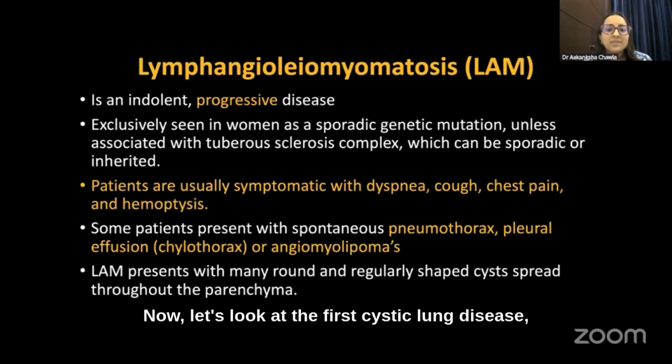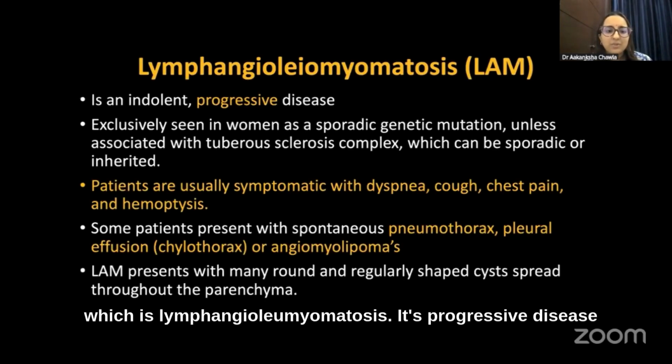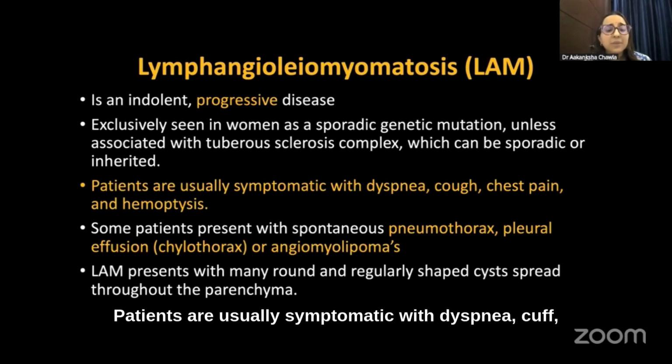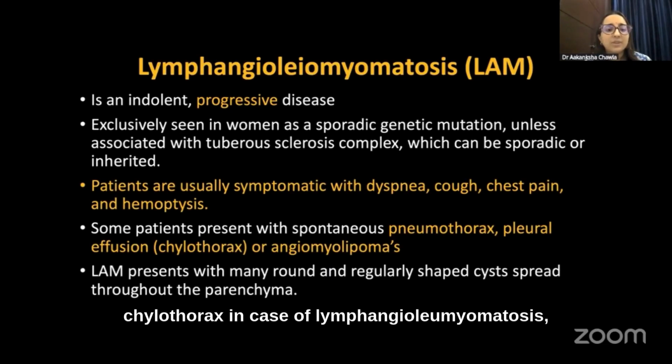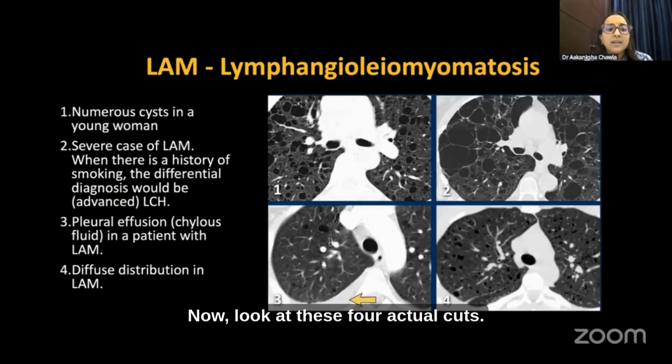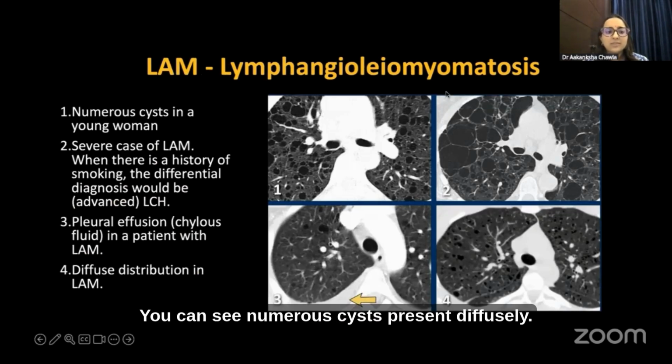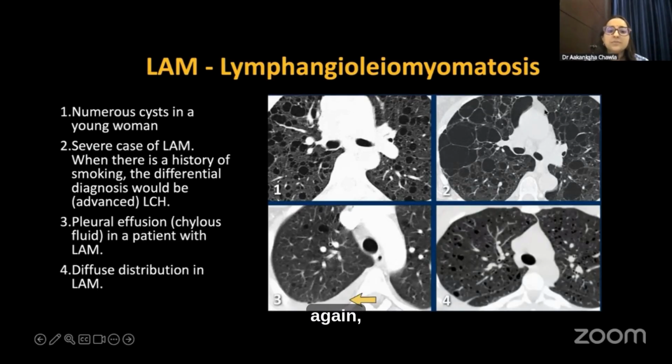Now, let's look at the first cystic lung disease, which is lymphangioleiomyomatosis. It's a progressive disease. Patients are usually symptomatic with dyspnea, cough, chest pain, and hemoptysis. Some of them can present with spontaneous pneumothorax, pleural effusion, chylothorax in case of lymphangioleiomyomatosis, and also angiolipomas. Now, look at these four axial cuts. You can see numerous cysts present diffusely. They don't have a zone predominance.